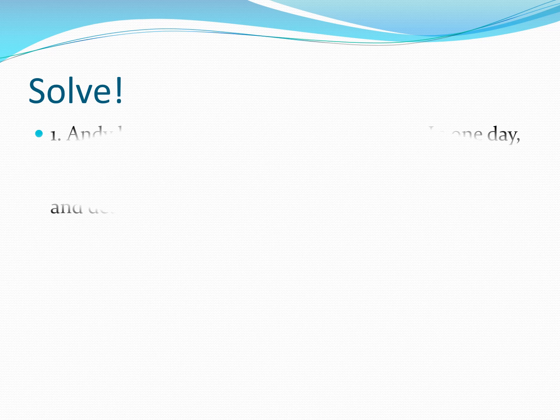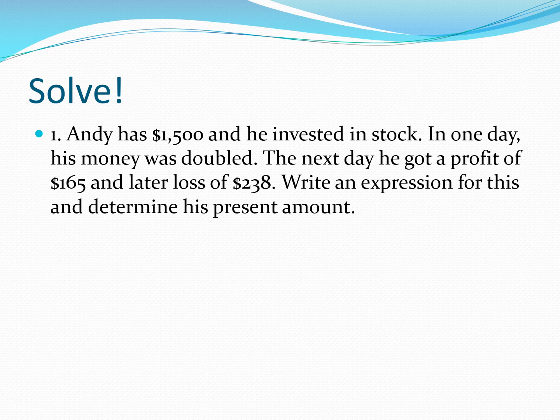So we're going to bring some more word problems in. You are going to do these on your own. Try and find the correct answers. Circle and highlight what you think is important. Andy has $1,500 and he invested in stock. In one day his money was doubled. The next day he got a profit of 165 and later a loss of 238. Write an expression for this and determine his present amount.